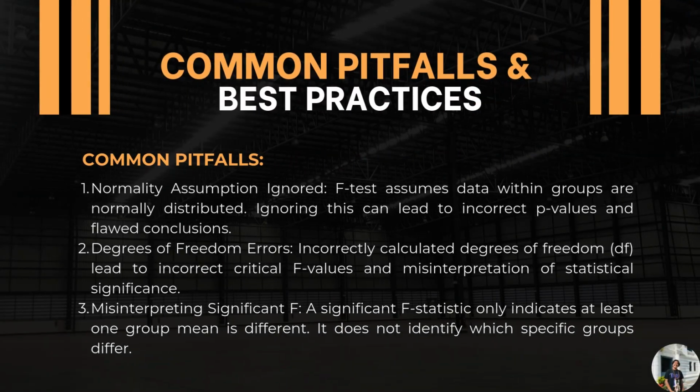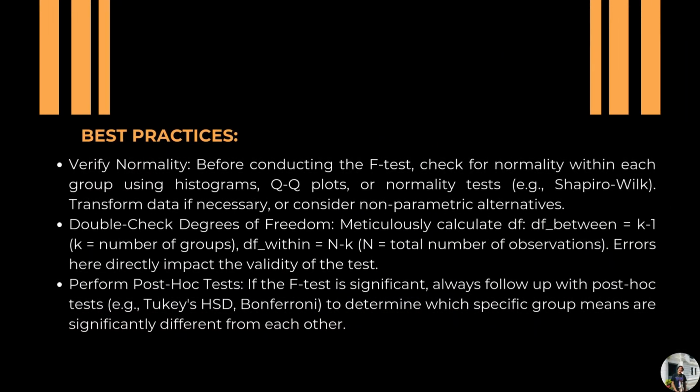Some common mistakes to avoid when performing an F test. First is ignoring the normality assumption. The test assumes that the data within groups are normally distributed. Second is miscalculating degrees of freedom. Incorrect values lead to wrong critical F values and incorrect conclusions. Third is misinterpreting a significant F. A significant result only tells us at least one group differs but does not specify which one. Now for the best practices.